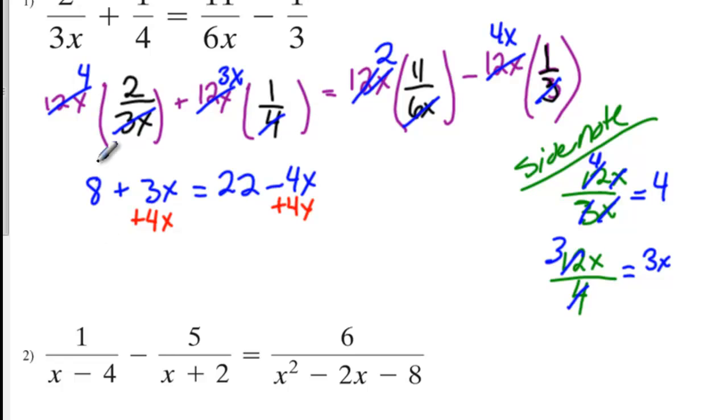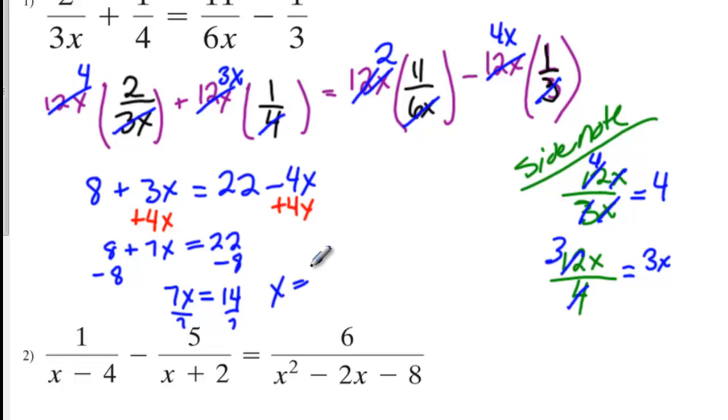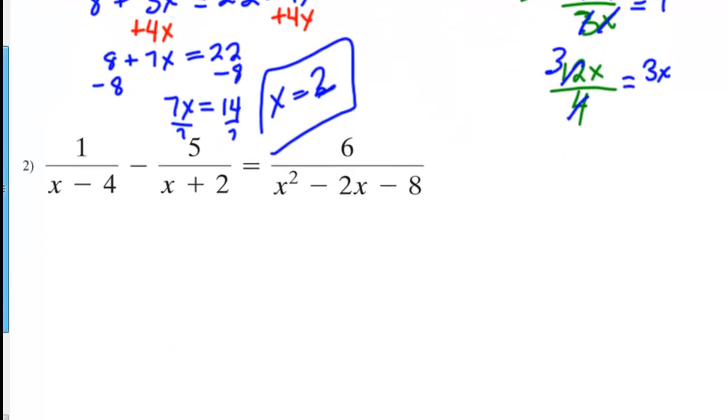All right, let's finish chugging through this real quick. So we've got 8 plus 7x equals 22. You can subtract 8 on both sides. 7x equals, divide really quickly and run out of space. Okay, there we go. X is 2. And again, you can plug that back in and double check.